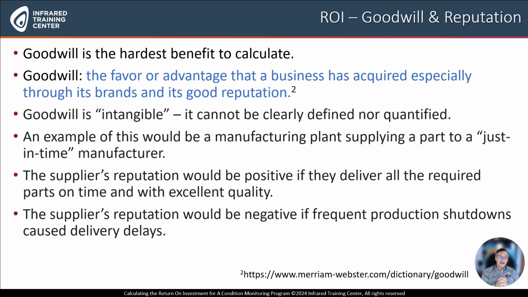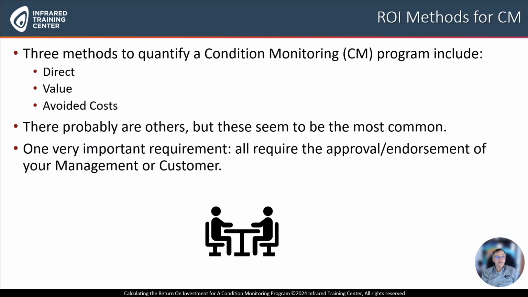Okay, so a good example of this would be a manufacturing plant supplying a part to a just-in-time manufacturer. That supplier's reputation would be positive and very good if they deliver all the required parts on time with excellent quality. Not so good if they have frequent production shutdowns that cause delivery delays. And so, by not having a good program, you might do a lot more goodwill damage and reputation damage than you might think. Okay, so that's a good way to avoid it.